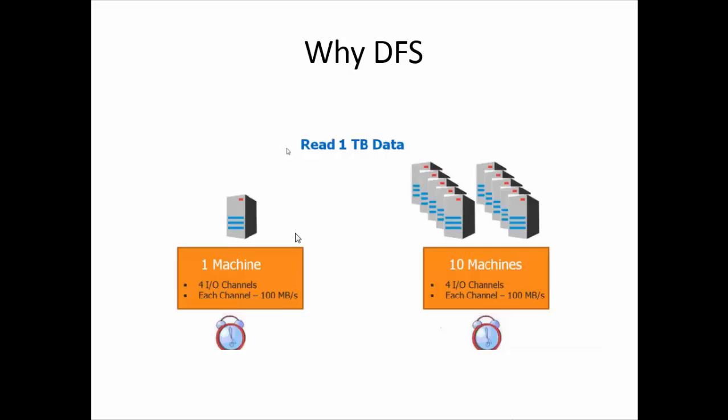Let's discuss this simple mathematical problem. Suppose we have 1 terabyte of data to read, and we have one machine having 4 hard disks, 250 GB each. This way we have divided our 1 TB data. Again, we have 1 TB data to read, and 4 hard disks, 250 GB each, so we'll be able to divide 1 TB data in one machine.